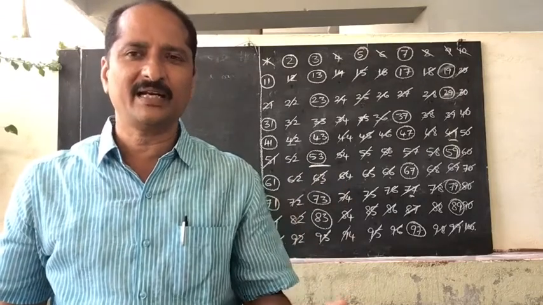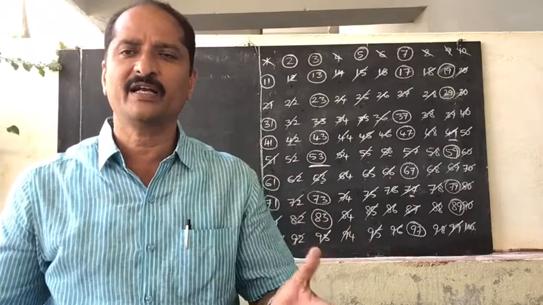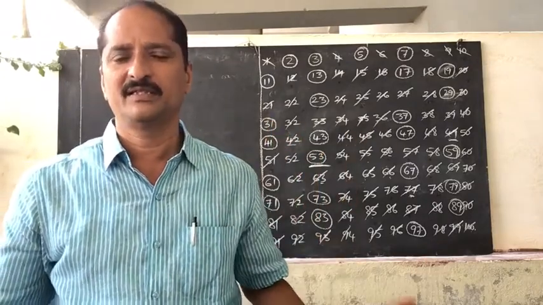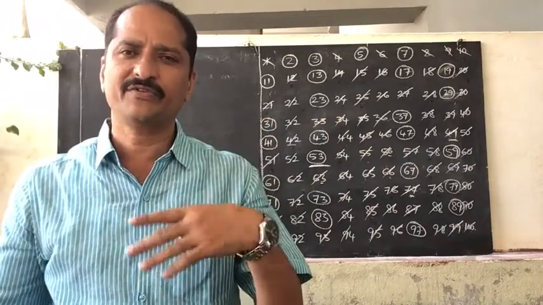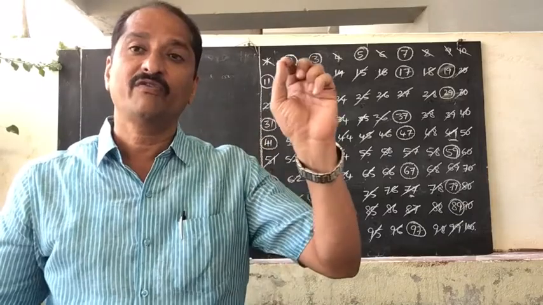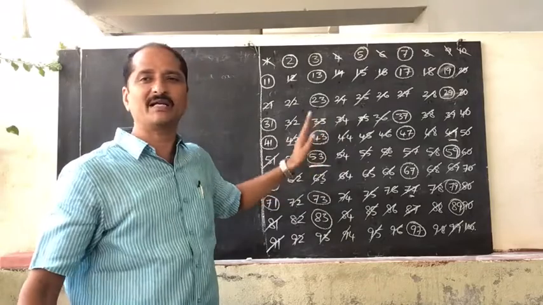201 to 300, 301 to 400, 401 to 500, till 500 find out all the prime numbers. This is your work. With the help of your teacher you can find out all the prime numbers between 1 to 500. Every 100 numbers you can take out and strike out the multiples.